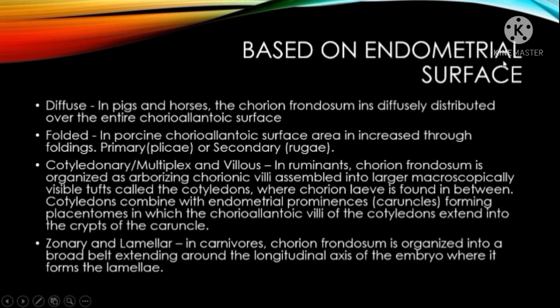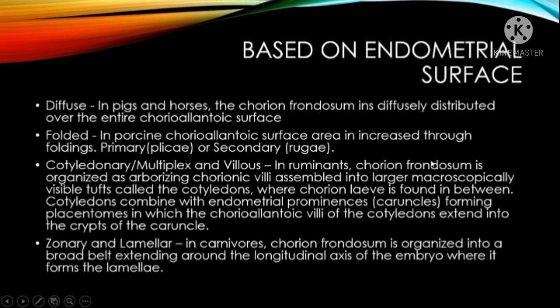The next classification is based on distribution on the endometrium. First, in pigs and horses, the chorion frondosum is diffusely distributed over the entire chorioallantoic surface. This is called diffuse placenta. In porcine, the chorioallantoic surface area is increased through foldings. There are two kinds of foldings: the primary, or plicae, and the secondary, or rugae.